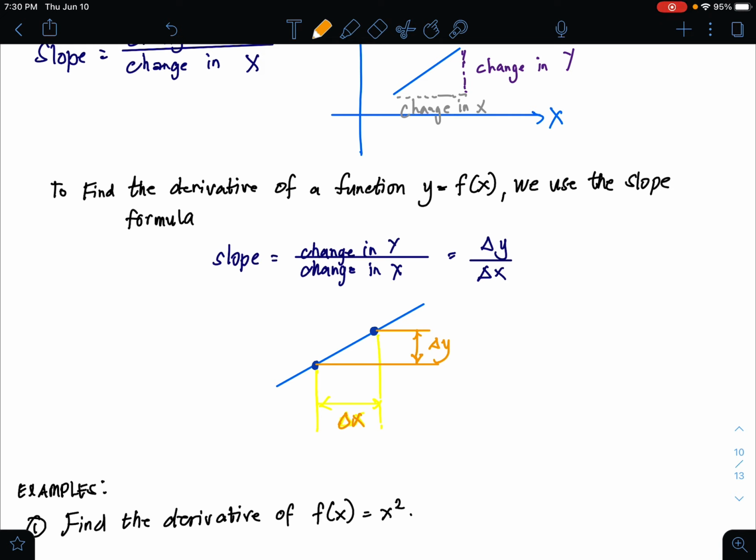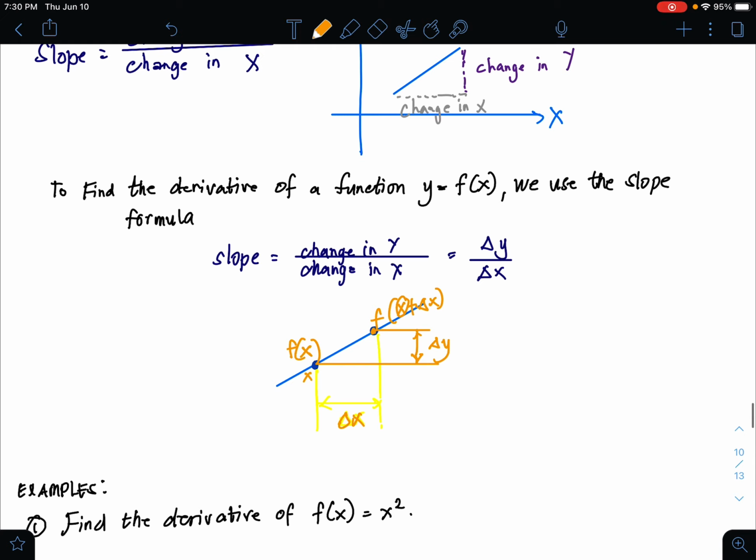So this portion here is x. Okay? And this one, oh sorry, this is the function which is f of x. So therefore, this point is x plus delta x. So f of x plus delta x. So x plus the change in x is this point.